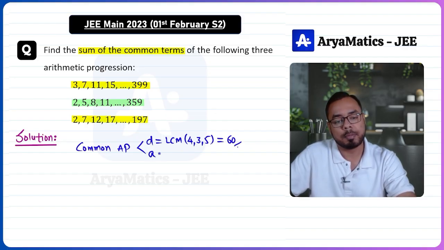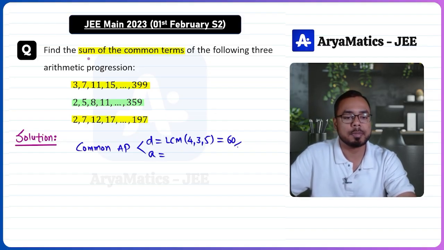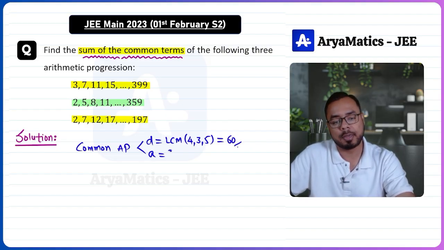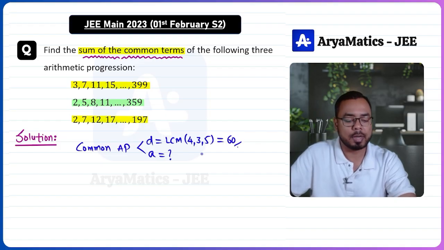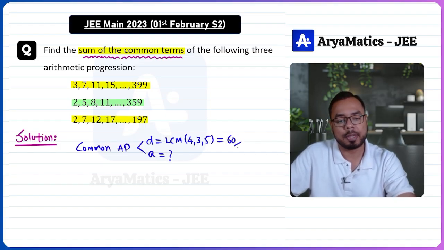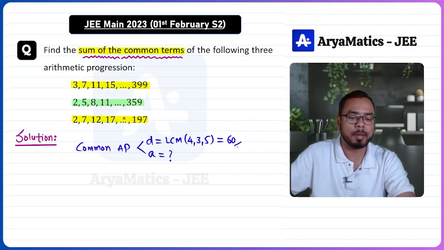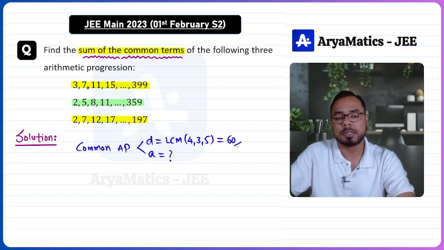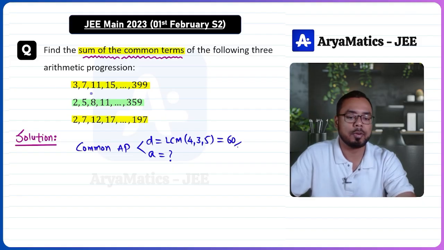Now, because we need the sum of common terms, we have to identify the first common term and the common difference of that AP, and then see how many terms we are going to get, and calculate the sum of all those terms. Finding the common difference is not difficult because it will be the LCM of the common differences of all three APs. So we got the LCM as 60. However, finding the first common term, that is A, can be tricky.